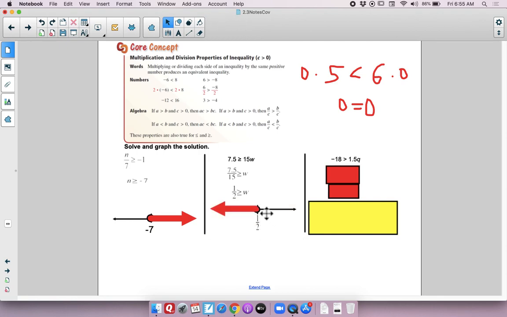Okay, good. Key point's 1/2, closed circle, and we want numbers that are smaller than 1/2 or equal to it, so it's to the left.